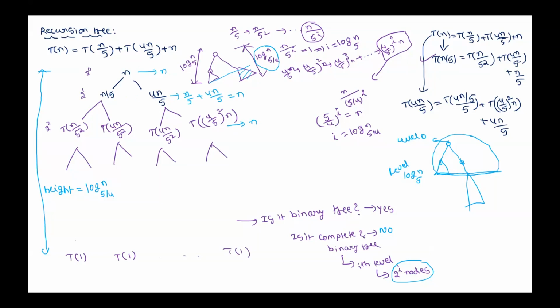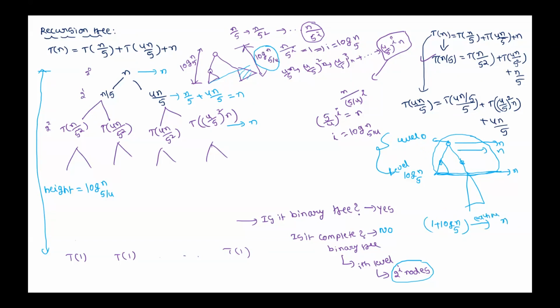That means each level, what is the amount of work we are doing? n operations. Here it is n. Here it is n. Even here also it is n. That means how many levels are we doing exactly n amount of work? Log n to the base 5 times, plus 1. Level 0 also we need to add, no? Yes, 0 to log n base 5 means log n base 5 plus 1 levels.